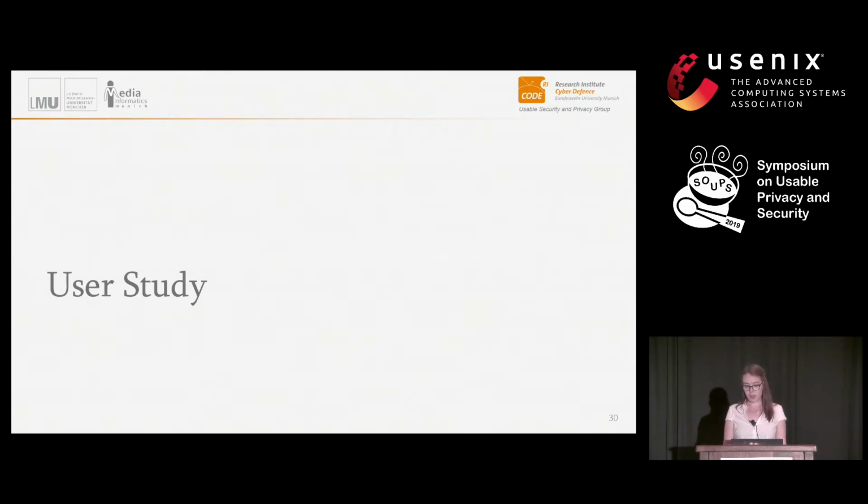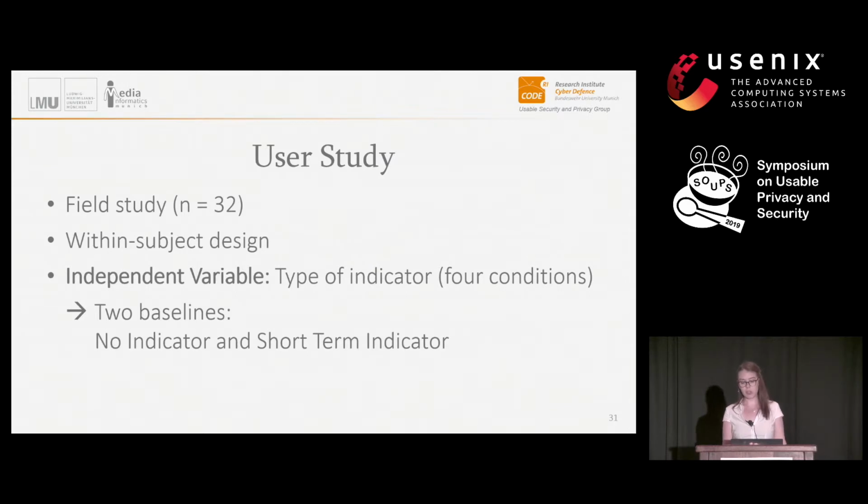We then evaluated this prototype through a user study, which was a within-subject field study with 32 participants. As mentioned before, the independent variable of our research was the type of indicator, so we had the 4 conditions, which included the 2 baselines I mentioned before, the no indicator and the short-term indicator.